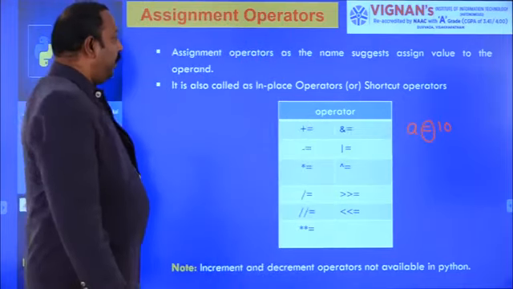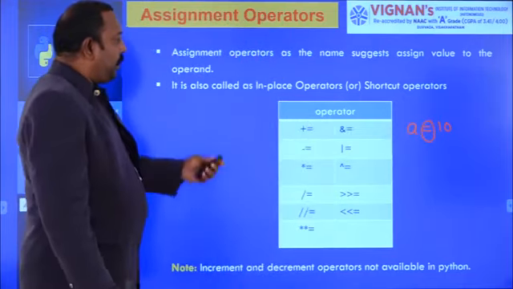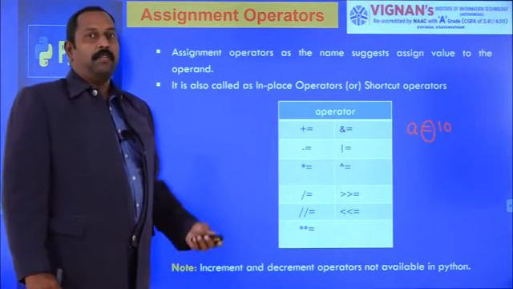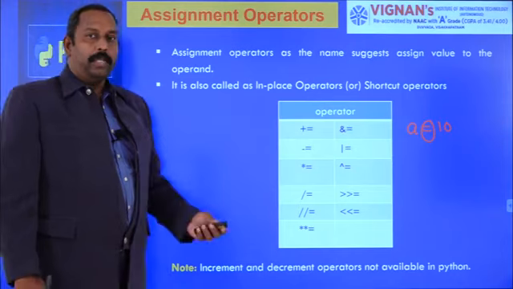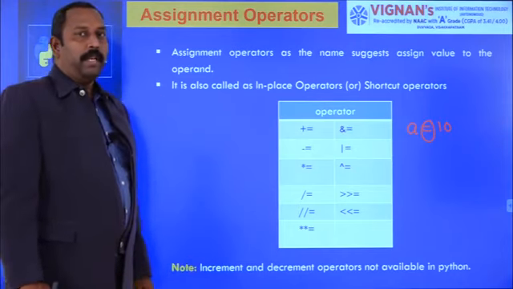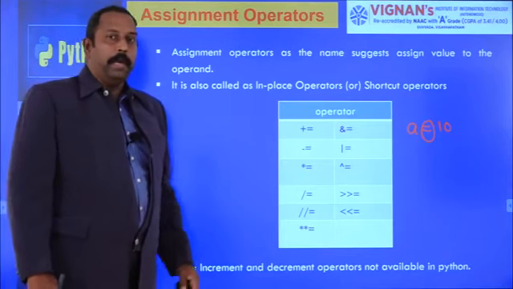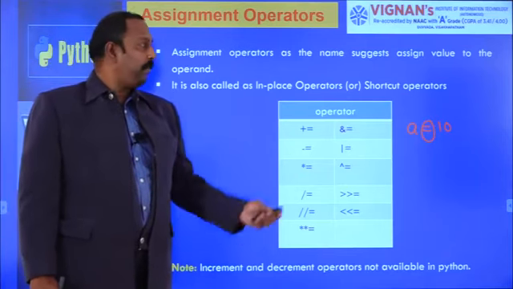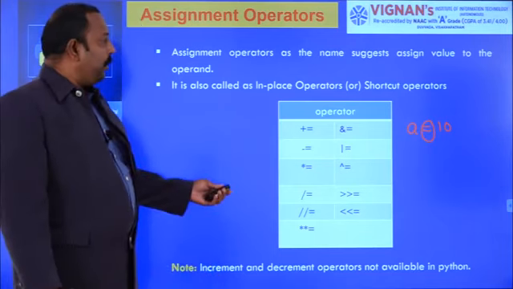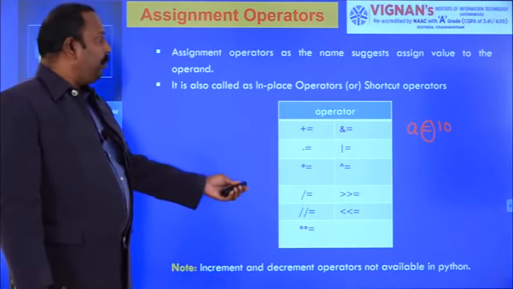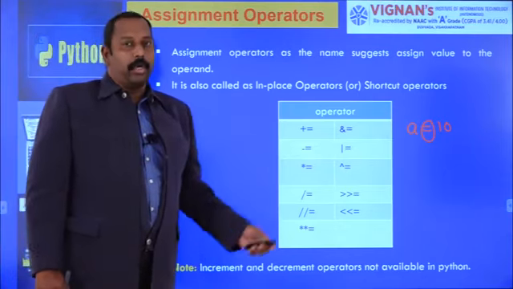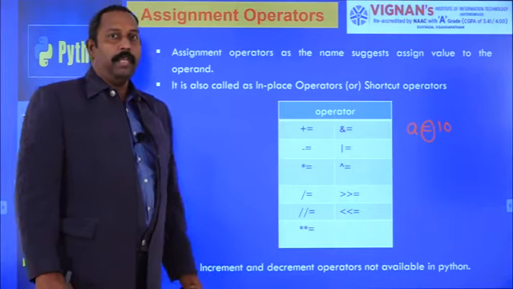When coming to the types, the first one is we can assign an object to a single variable, the second one is we can assign an object to multiple variables, and the third one is we can assign multiple objects to multiple variables. These are the three different types of assignment operators available. Apart from the assignment operators, we can also use in-place operators, or we can call them shortcut operators, in Python.